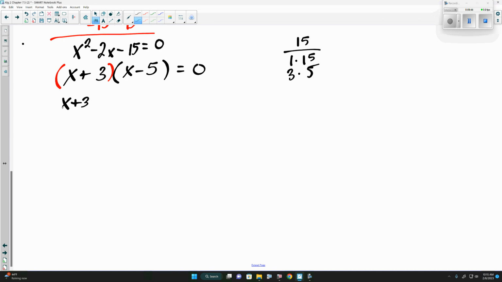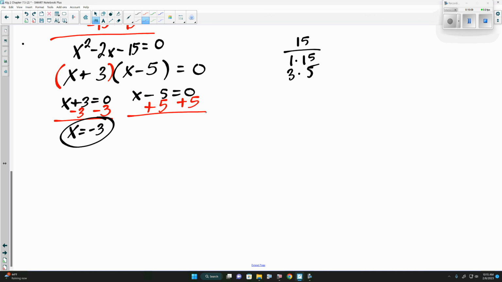Now it does tell us that x plus 3 is equal to 0, and x minus 5 is equal to 0. Because when we multiply two things together and get 0, one of them must be 0. And we can solve. We subtract 3 from both sides, we see that x is equal to negative 3. And when we solve for the other case, we add 5 to both sides, telling us x is equal to 5. Any questions on this here?